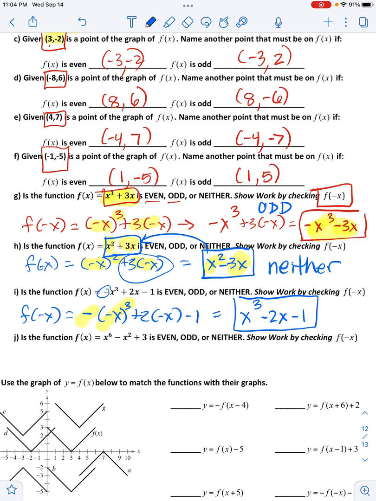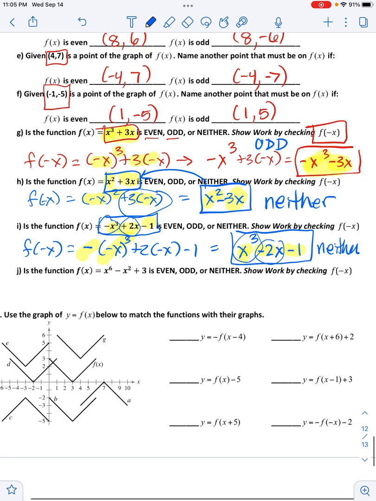I take this, I compare it. Are they exactly the same? No, because this was negative, now it's positive. This was positive, now it's negative. This was negative, stayed negative. So because the first 2 became the opposite of what they were, but the last one didn't change, this one is also neither. It has to be the same as the original to be even, total opposite to be odd. This one's a mixed bag.